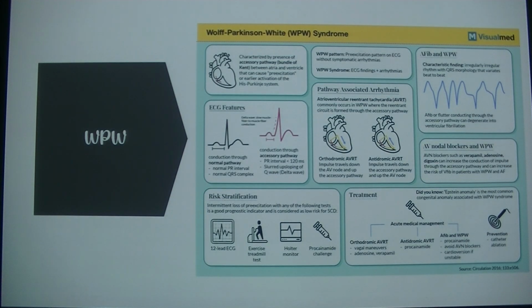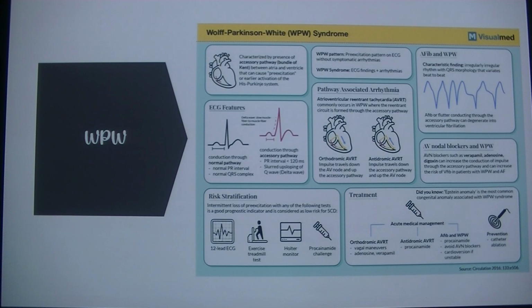So let's talk about WPW. How are we going to recognize it? So it's characterized by the presence of an accessory pathway, also known as the bundle of Kent. So it's between the atrium and the ventricle, and it can cause what's called a pre-excitation or earlier activation of the His-Purkinje system.